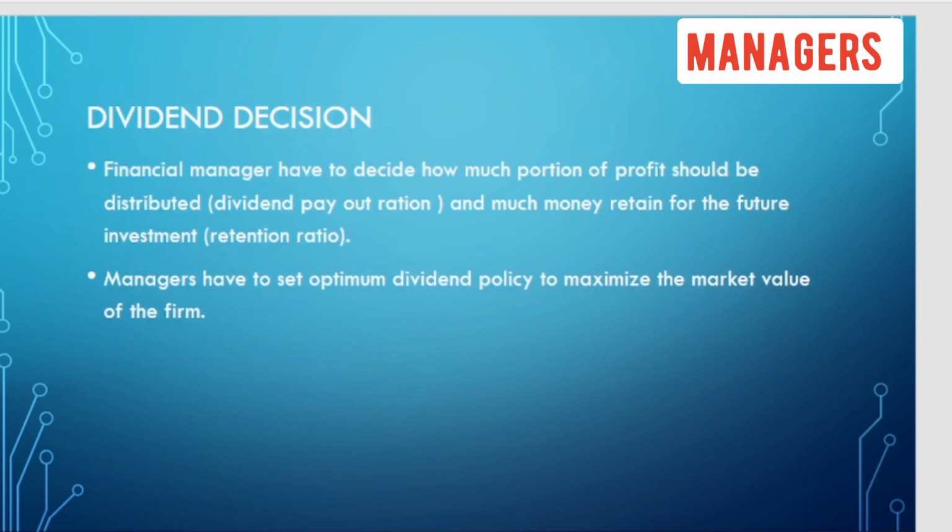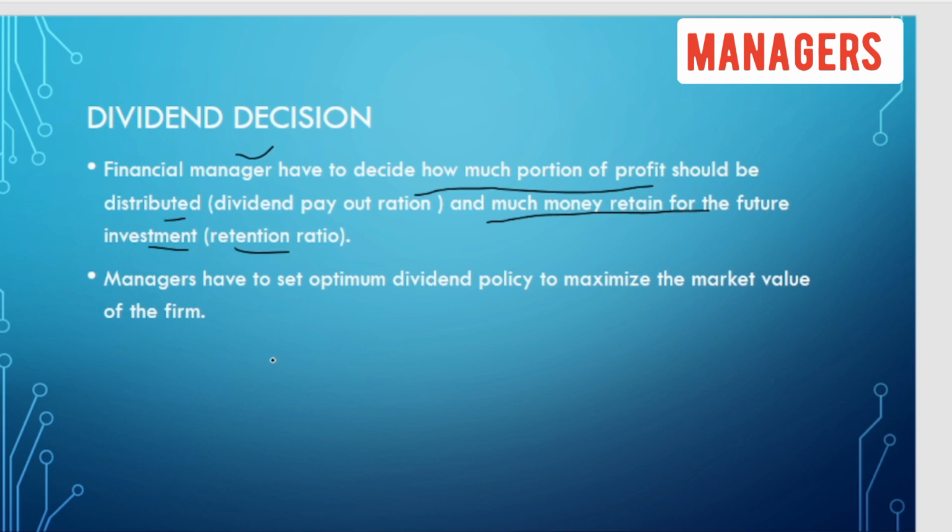Dividend decision. In the dividend decision, the manager has to decide how much percent of profit should be distributed among the shareholders, and how much retained for future investment. That is your retention ratio. Managers have to set an optimum dividend policy to maximize the market value of the firm.